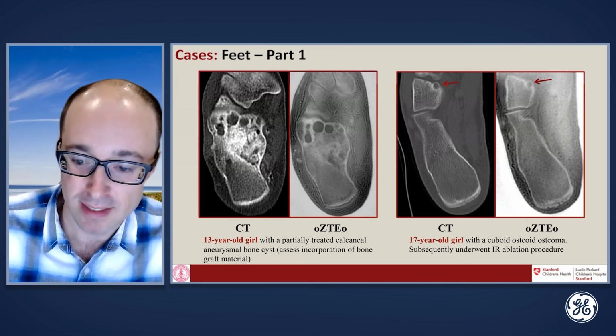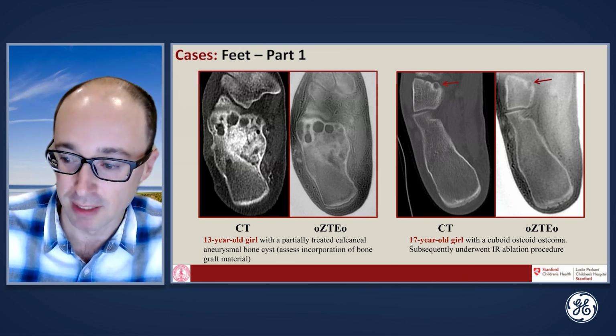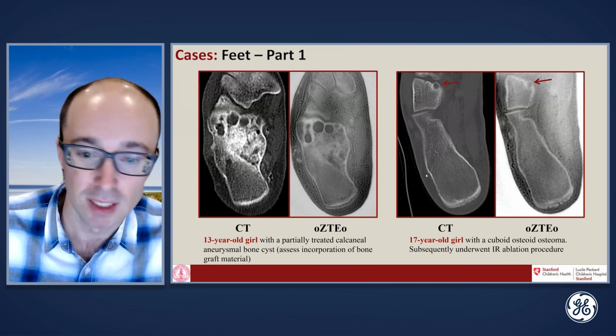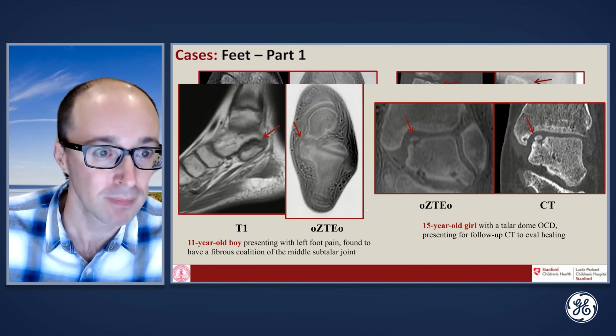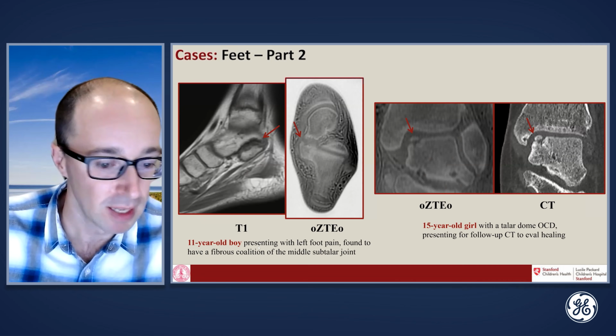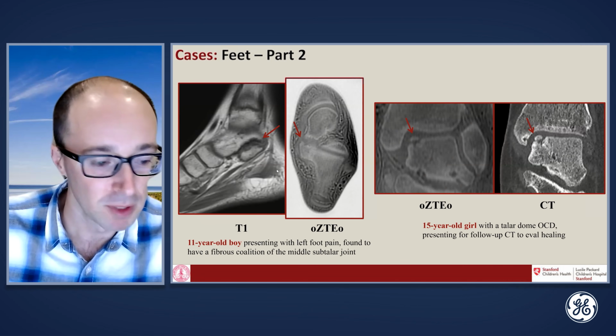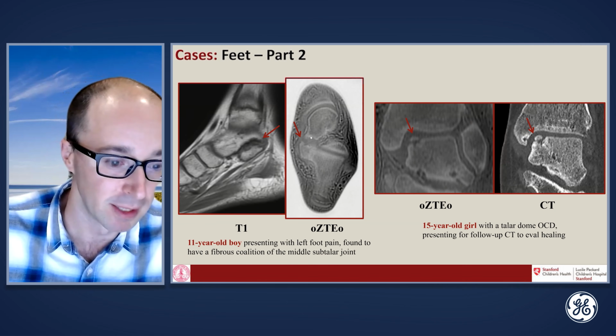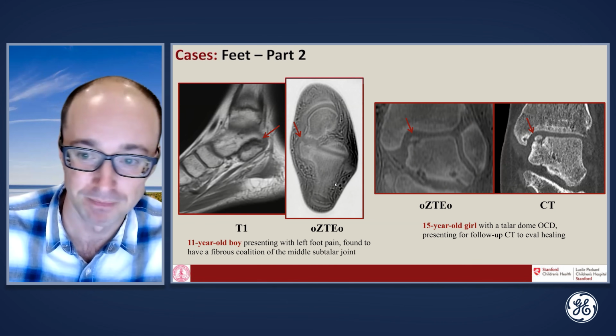On the right is a 17-year-old girl with cuboid osteoid osteoma. This patient subsequently underwent IR ablation procedure. So this is good for pre-surgical planning. A couple more cases in the feet. The left is an 11-year-old boy presenting with left foot pain and was found to have a fibrous coalition of the middle subtalar joint. We can see the irregularity of the middle subtalar joint here.